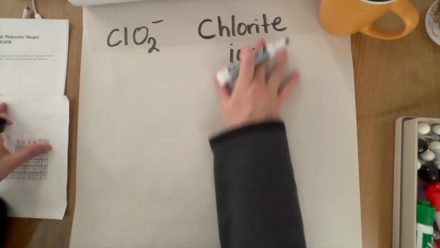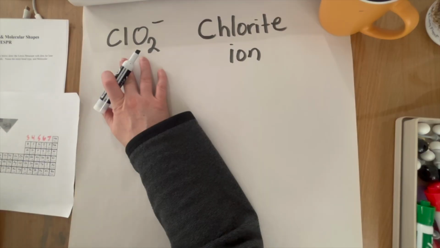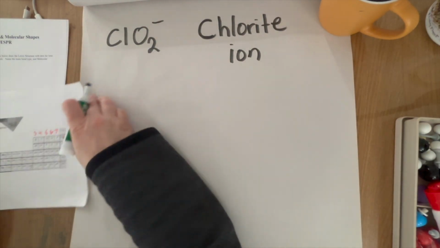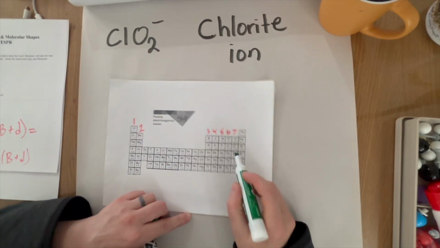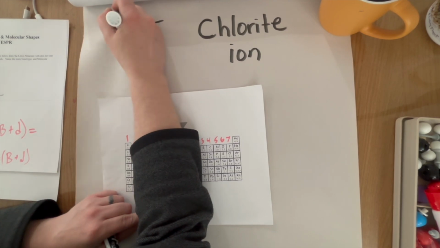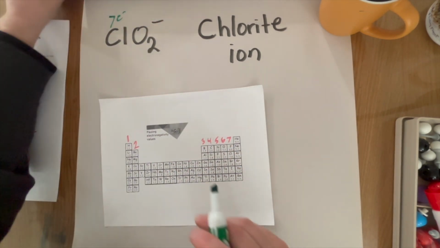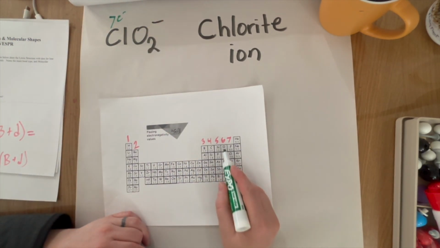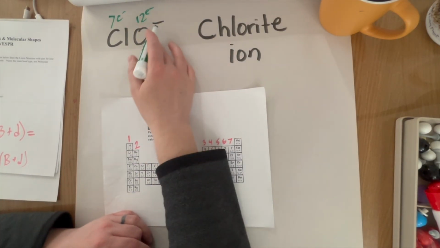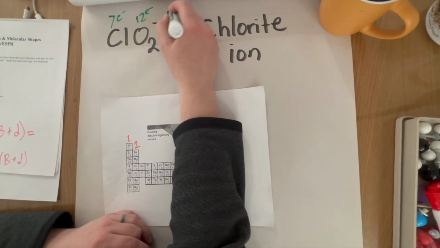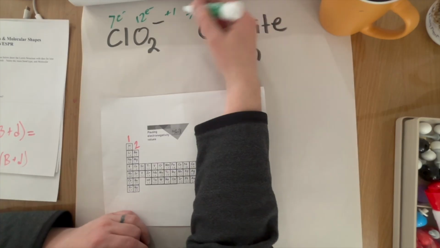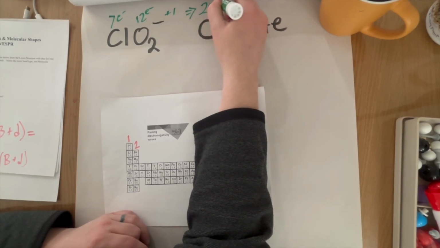Okay, so chlorite ions are a little bit special and kind of fun. So let's look at the electrons that they're bringing. Chlorine, the first thing there, is going to have 7 electrons. And then the oxygens each have 6 electrons because they're in group 6 and there's 2 of them, so we've got 12 electrons there. And it is an ion, so it has 1 more electron, a 1 negative charge. So we're going to have a total of 20 electrons.